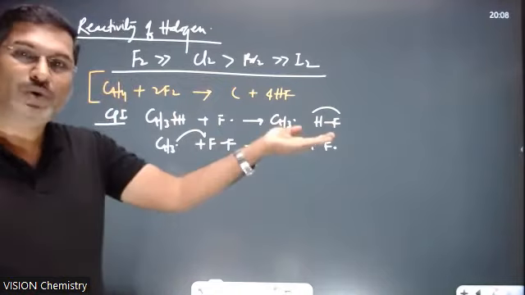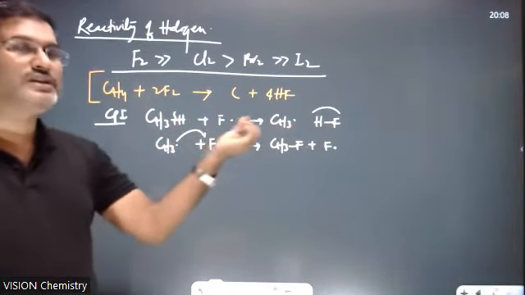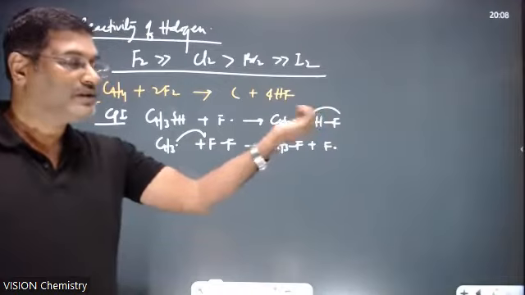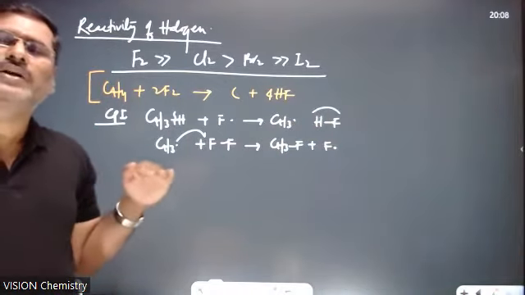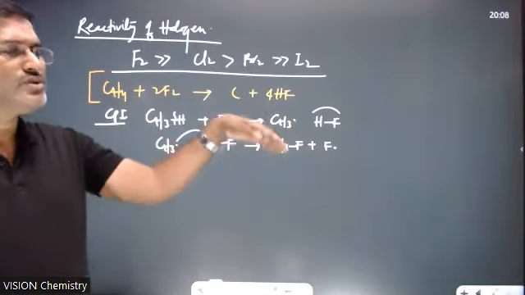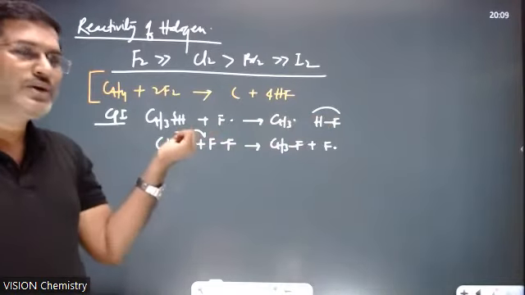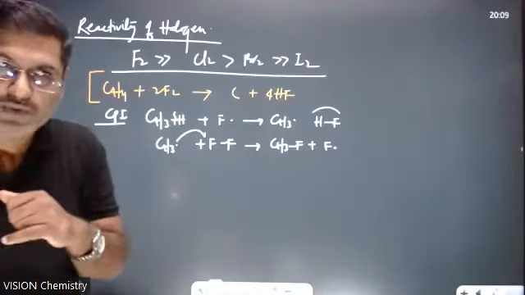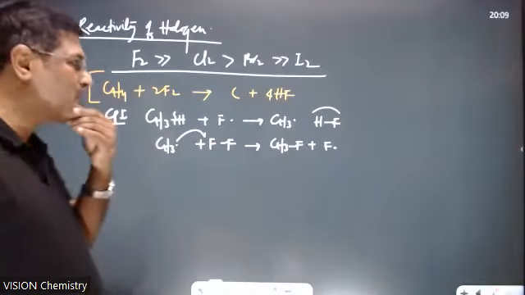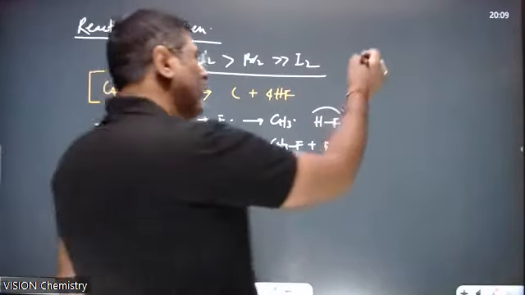If it is more, then overall energy is released. If it is less, overall energy is required. That becomes endothermic. If this is more than the energy required, it is exothermic, and it is highly exothermic. Why highly exothermic? Because you tell me the bond comparison.